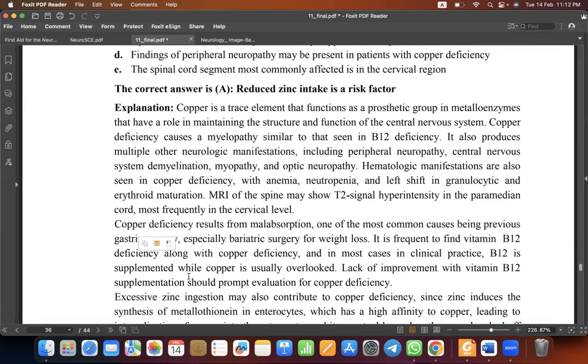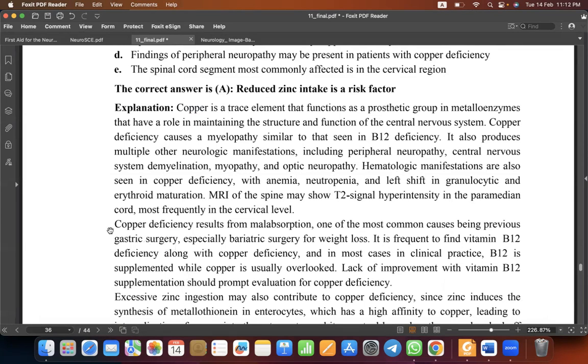They can have a peripheral neuropathy. They can have central nervous system demyelination. They can have a myelopathy. They can have an optic neuropathy as well. Sometimes there could be anemia, neutropenia, hematological manifestations. They are quite common. Sometimes there could be left shift of the granulocytic series as well.